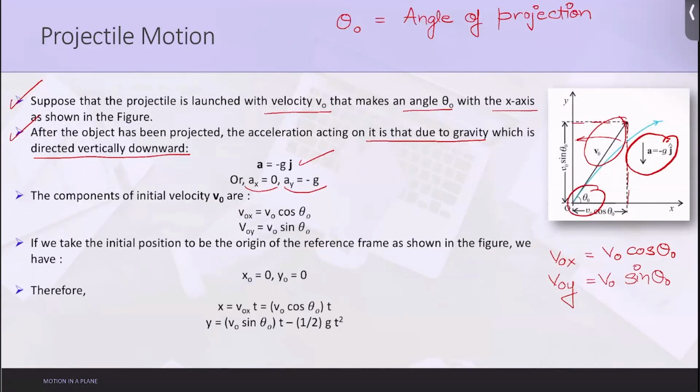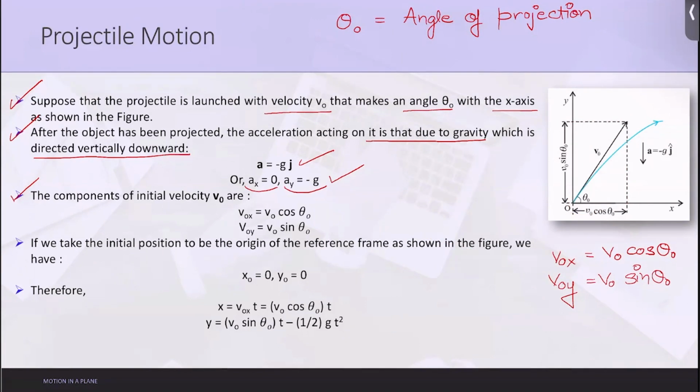Okay, so we understood till this point. Let's move on. The components of initial velocity v naught are: v naught x is equal to v naught cos theta, and similarly v naught y is equal to v naught sin theta. Okay, that is also understood.